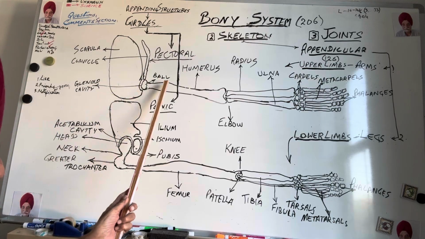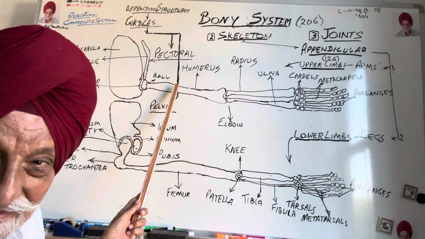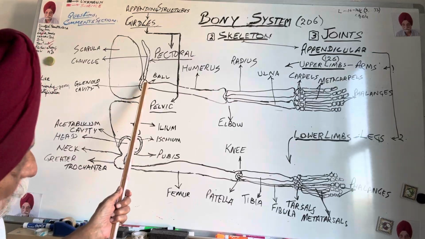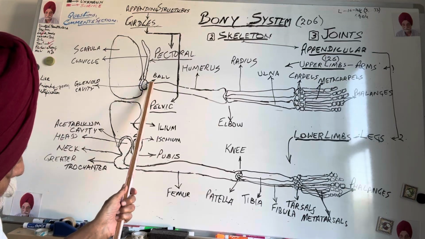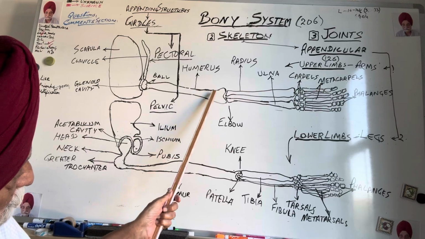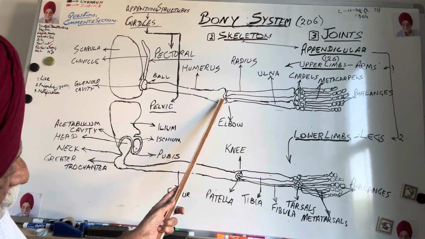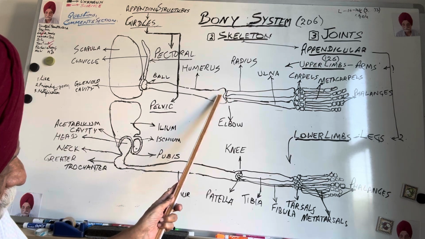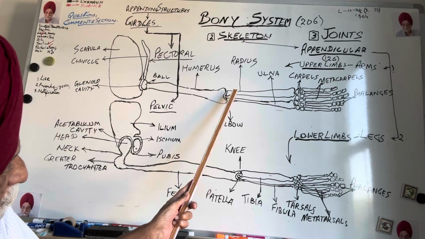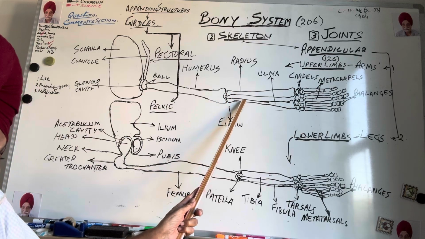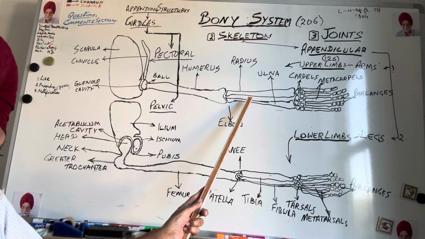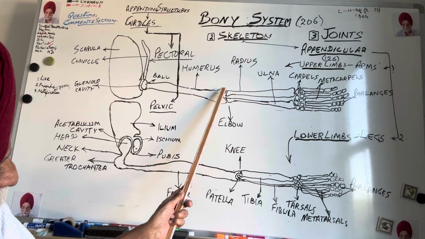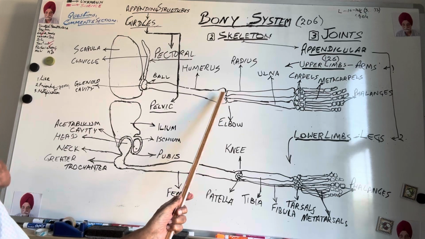So the ball of the humerus joins the pectoral girdle at the glenoid cavity. The other end of the humerus is flattened to form a niche which joins the radius and ulna. That means the two bones of the lower arm. And this joint here makes the elbow joint.